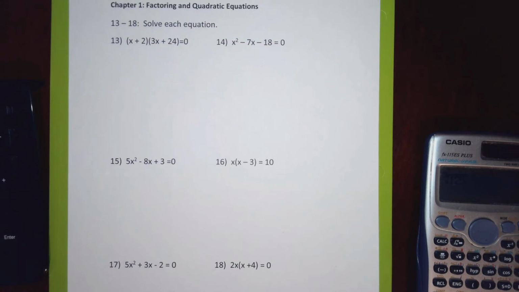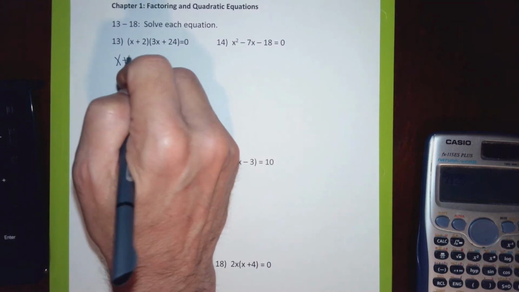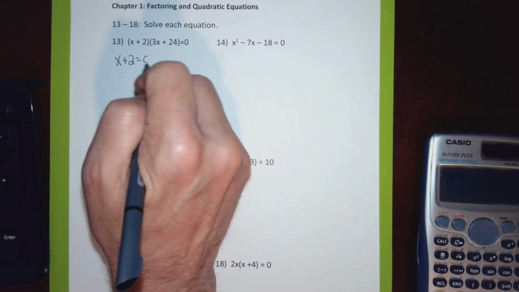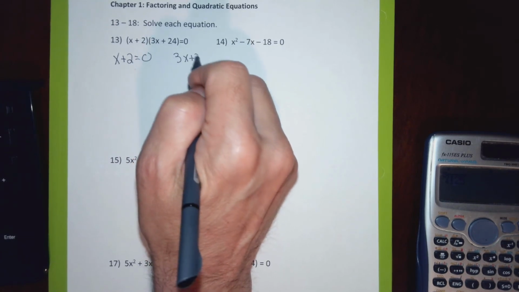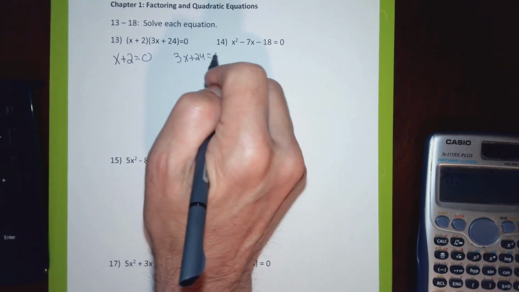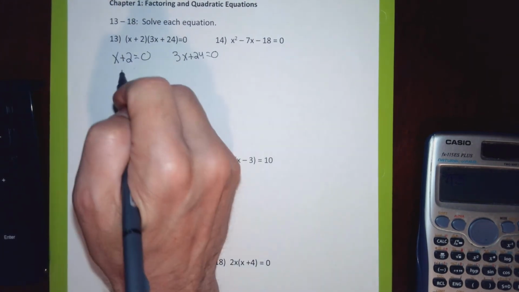But of all the problems between 13 and 18, 13 is perfectly set up. It's like the beginning problems from section 1.8. Left side is factored, right side is 0. And every single problem from section 1.8, ultimately that's my goal, to get the left side factored and the right side 0. If I can get that, I can then take the factors and set each one separately equal to 0.